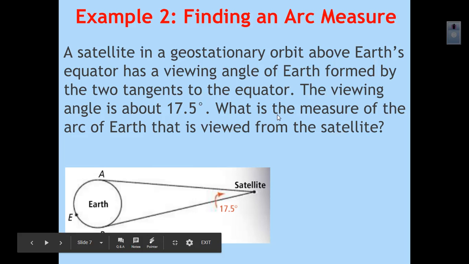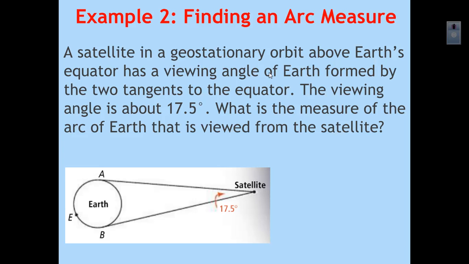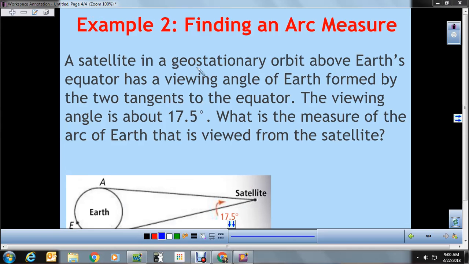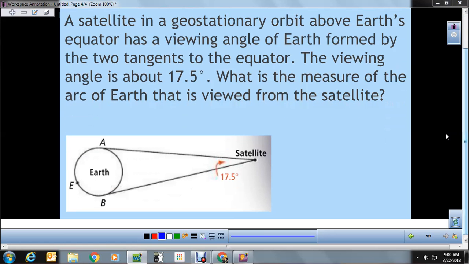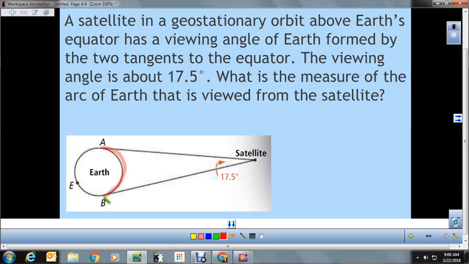Now what is the measure of the arc that the Earth is viewed from the satellite? So what we're looking for is the measure of this arc right here. We want to know how much can this satellite see all the way around the front part of this right here. So they don't give us anything but 17.5 degrees. So we're going to call this part x. That is what we're looking for. So now we've got to come up with an expression to write for arc AEB.